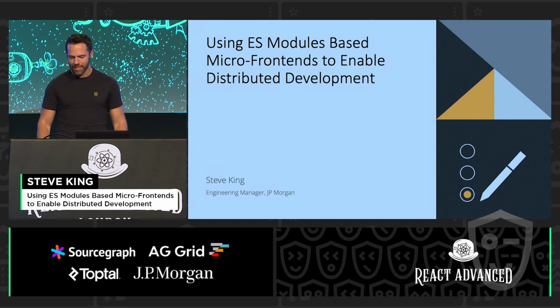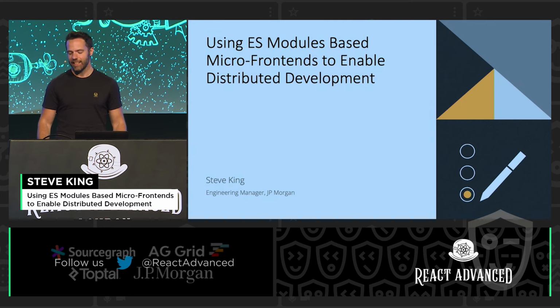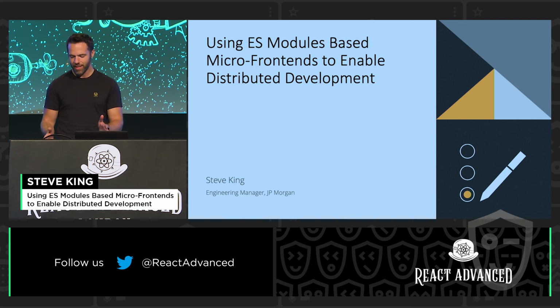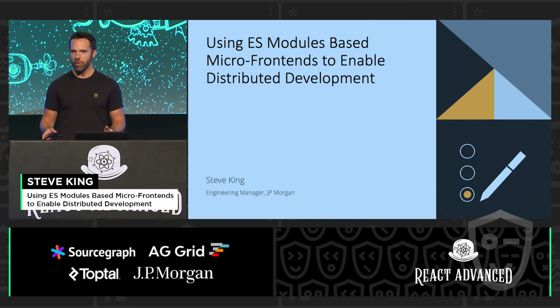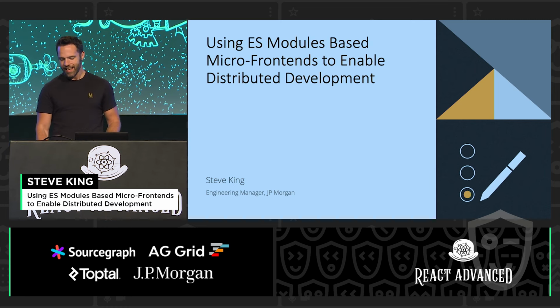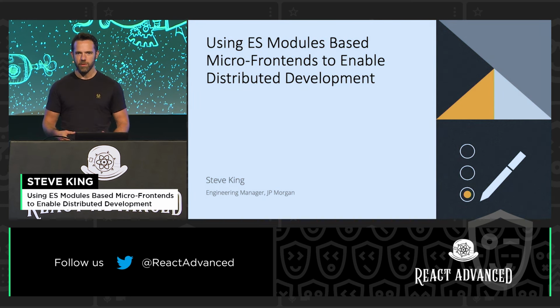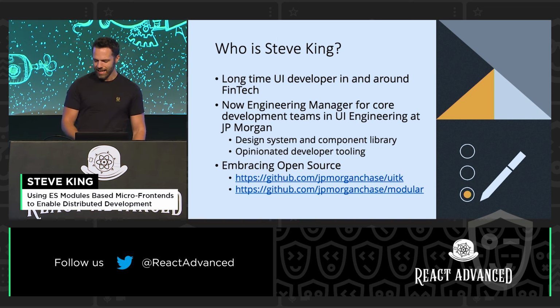So, as I said, my name is Steve, and I'm here to talk a little bit about how we're using modern web technologies at JP. Things like ES modules, where we can use them to solve kind of age-old problems. Problems like how do we run multiple applications that have all been built and deployed independently of each other in single container portal-like applications.